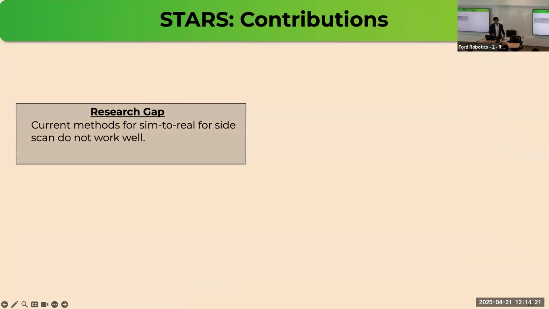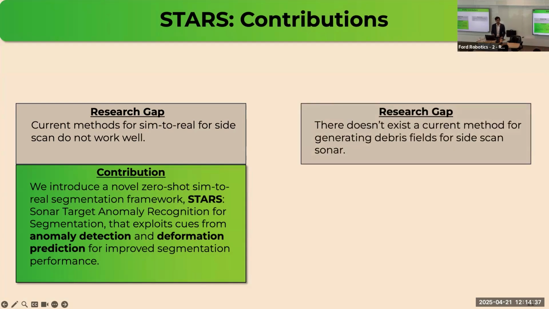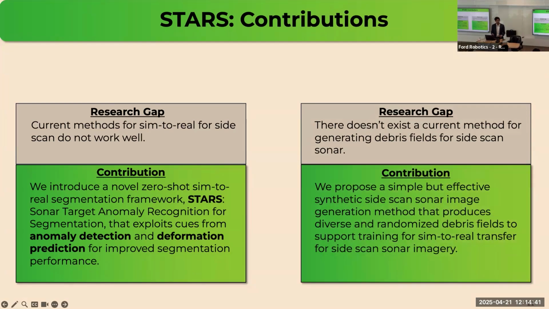We identify that there's a research gap: current methods don't work well for sim-to-real transfer, and we introduce a novel zero-shot sim-to-real segmentation framework called STARS that uses cues from anomaly detection and deformation prediction tasks for improved segmentation performance. Next, we note that there doesn't exist a current method for generating debris fields of side-scan sonar, and we propose a simple but effective synthetic data generation method that lets us augment our datasets for better sim-to-real transfer.